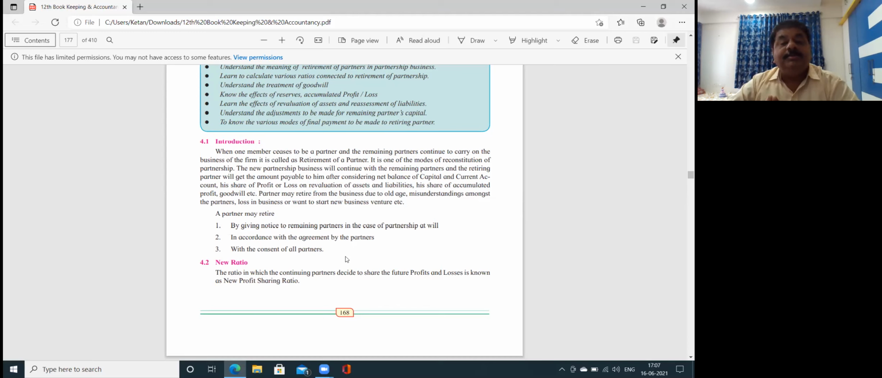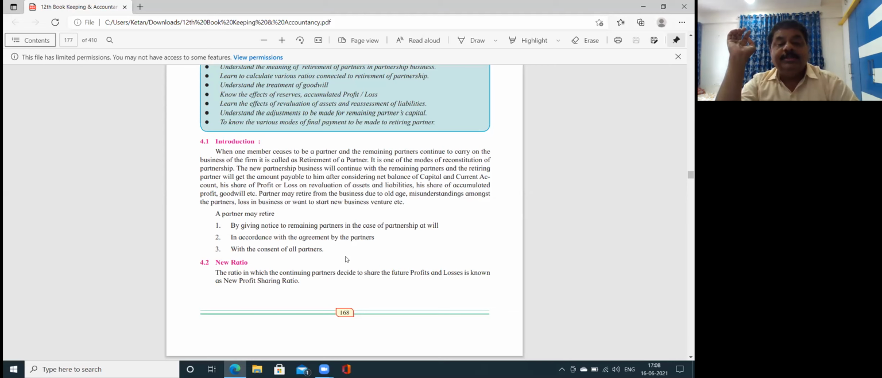Partnership at will means he is giving the notice to the remaining partners. He is giving the notice that I want to retire from the business. So he can give the notice and the other partners understand, okay, now he is going out of business. That means he is leaving, so we have to run it ahead.